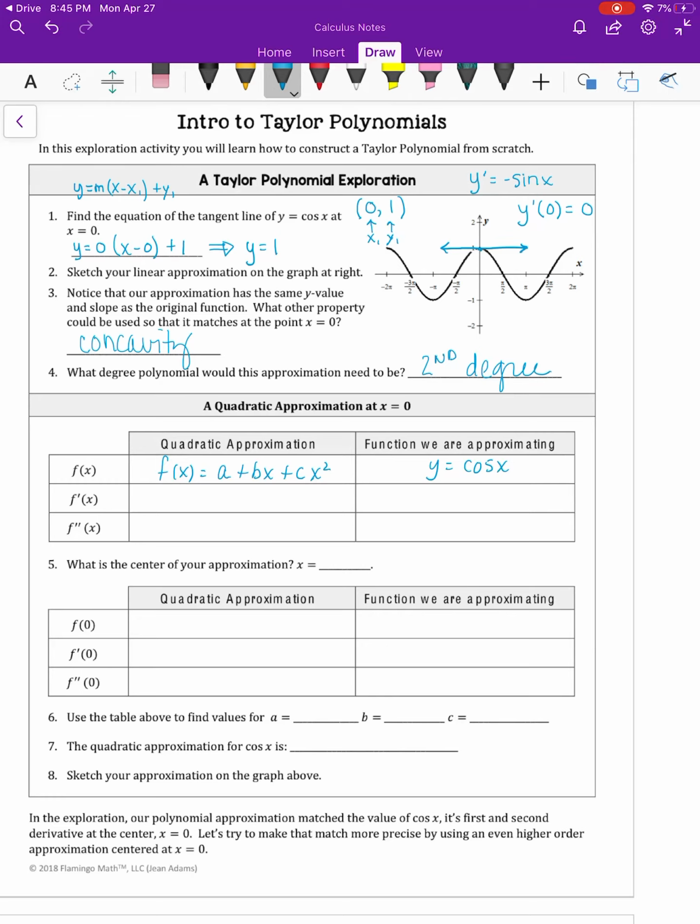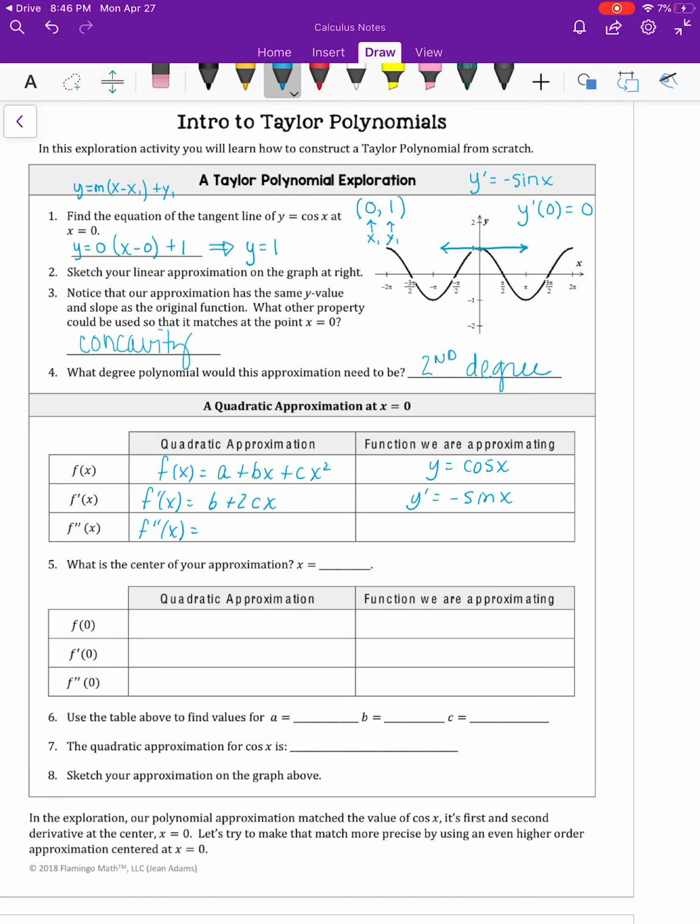And the function we're approximating is y equals the cosine of x. So if I take the first derivative here, I would get b plus 2cx. And that's just, the derivative of a as a constant would be 0, the derivative of bx would be b, and the derivative of cx squared, you'd bring the 2 down times c times x. And then what about my y prime? Well, my y prime is negative sine x.